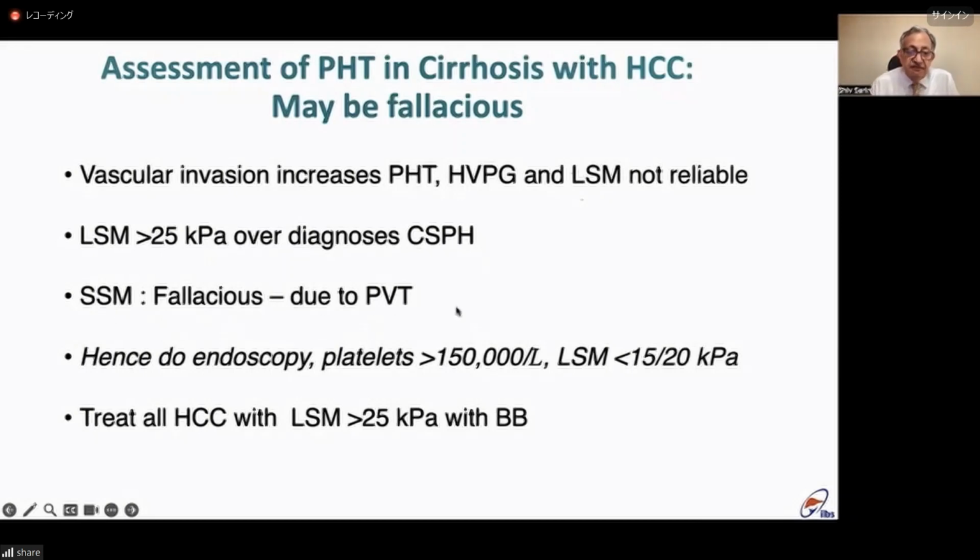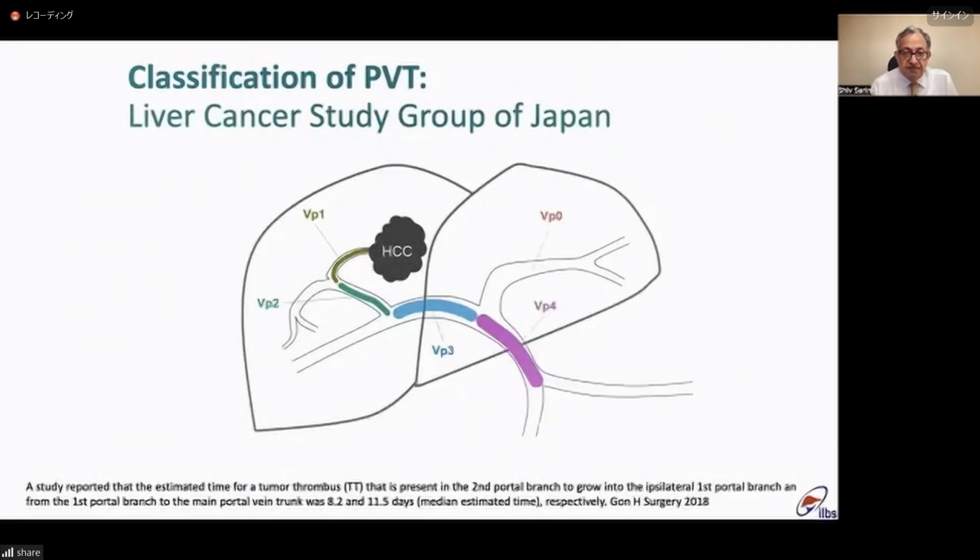Hence, in every patient of HCC and cirrhosis, please do endoscopy, and even if platelets are above 150,000 or LSM is less than 15, endoscopy should be done. Treat all HCCs with LSM above 25 with beta blockers. It means there is a high portal pressure. You can start beta blockers in them.